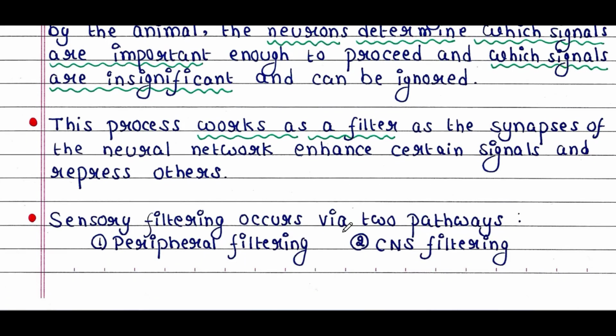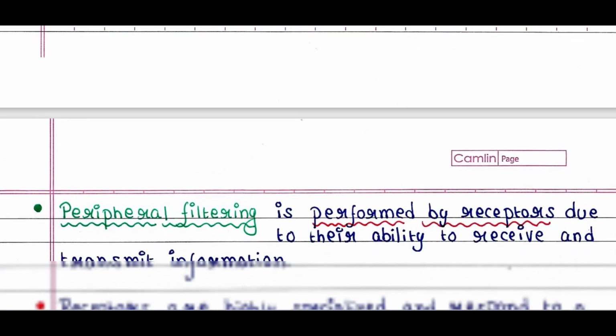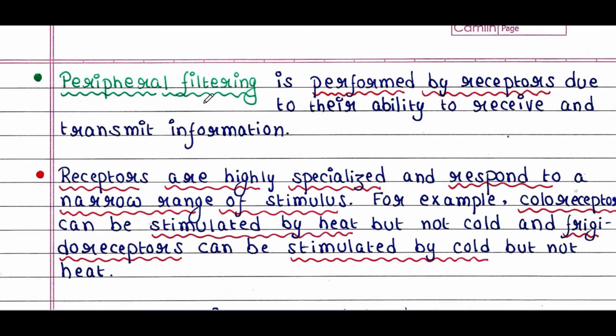Sensory filtering occurs via two pathways: peripheral filtering and CNS filtering. Let's talk about peripheral filtering. So peripheral filtering is performed by receptors due to their ability to receive and transmit information. So we know that our sensory receptors are present in all of our sensory organs, and they collect and transmit information to the central nervous system, right?